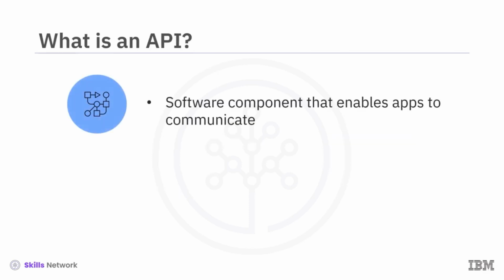An API is a software component that enables two apps that are not connected with each other to communicate.